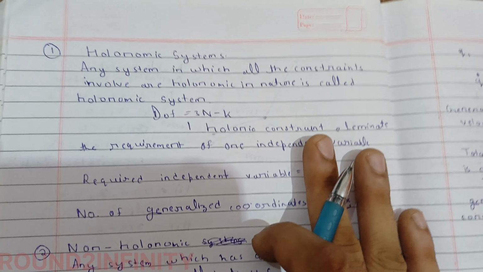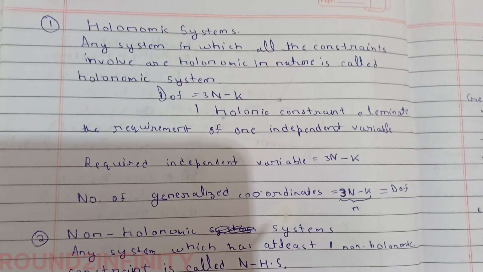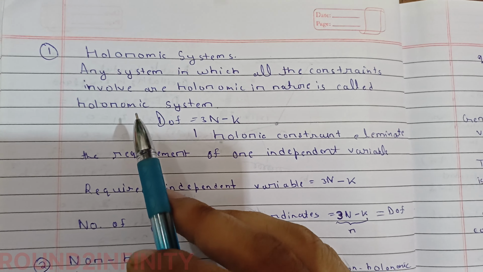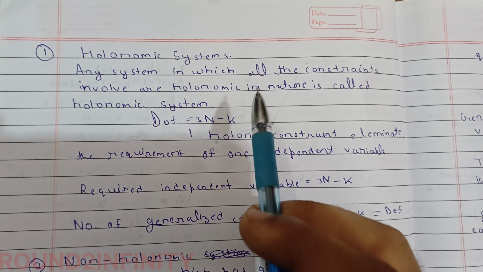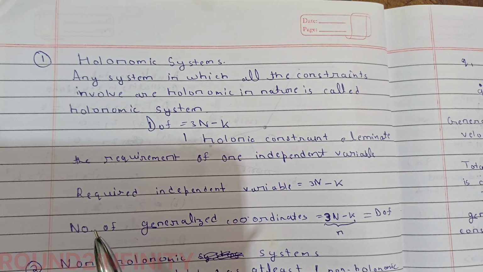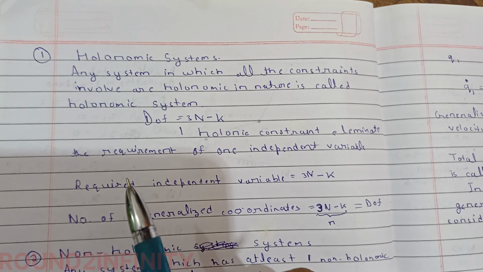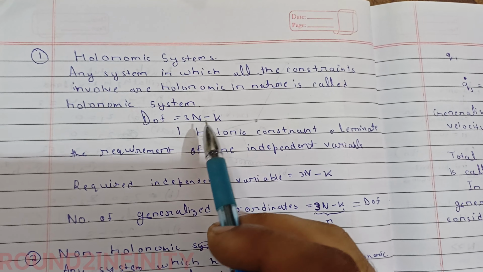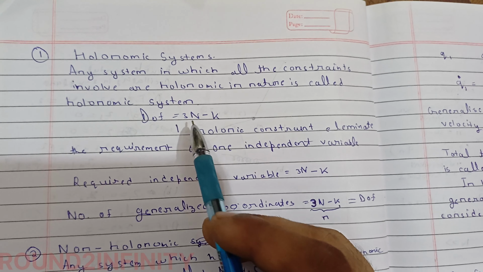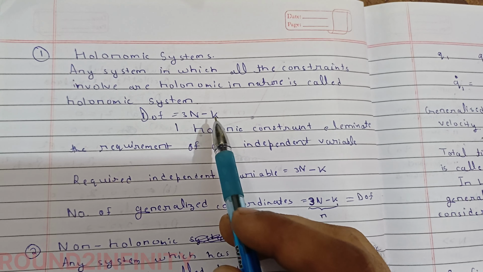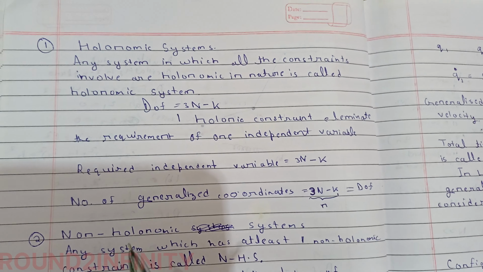Now see, we already discussed these systems, holonomic and non-holonomic. Let's see them one more time, because now we have more information. Any system in which all the constraints involved are holonomic in nature is called a holonomic system. So constraints should be holonomic, then we will say that the system is a holonomic system. And in a holonomic system, degree of freedom can be calculated by 3n minus k, and each constraint reduces one independent variable. From here we can see one holonomic constraint eliminates the requirement of one independent variable.